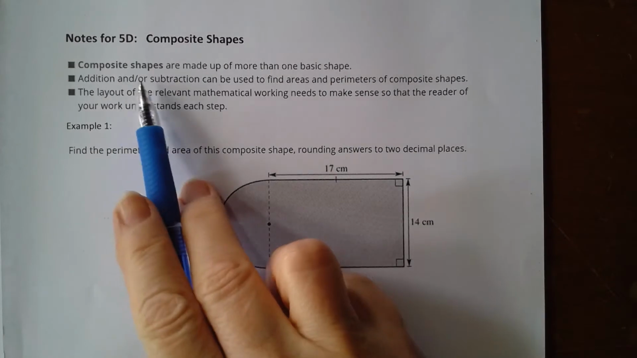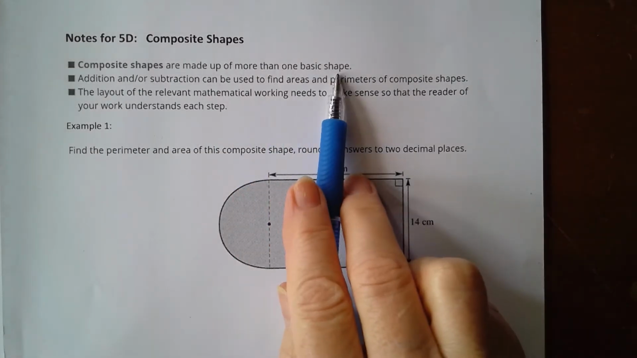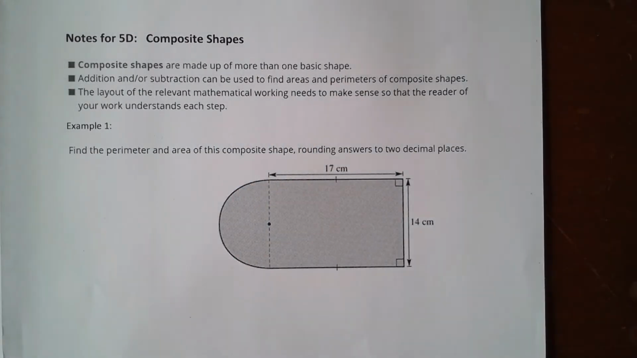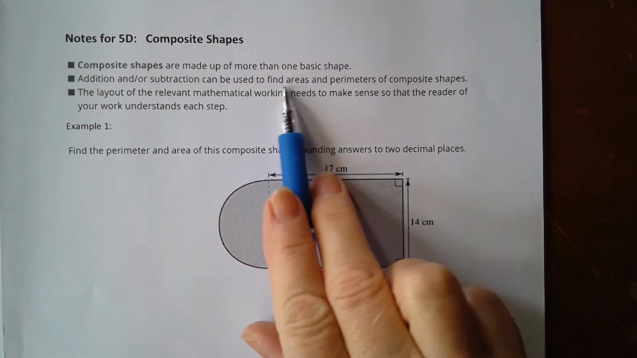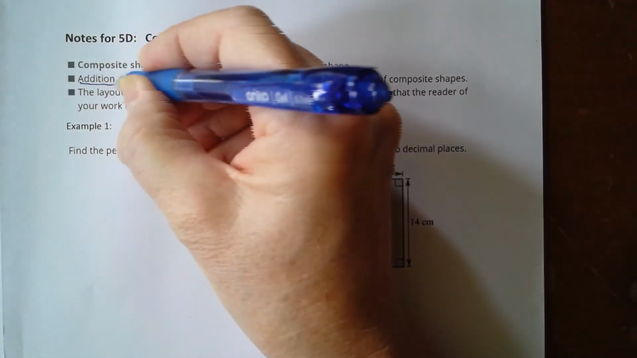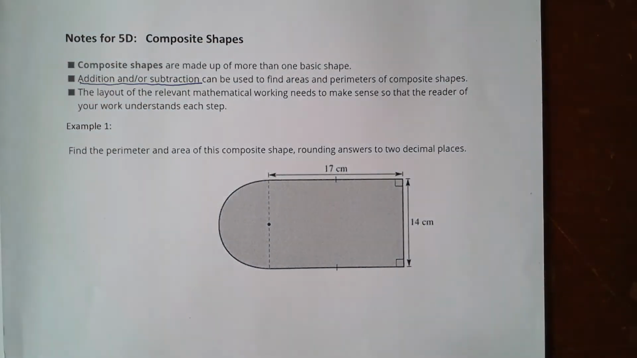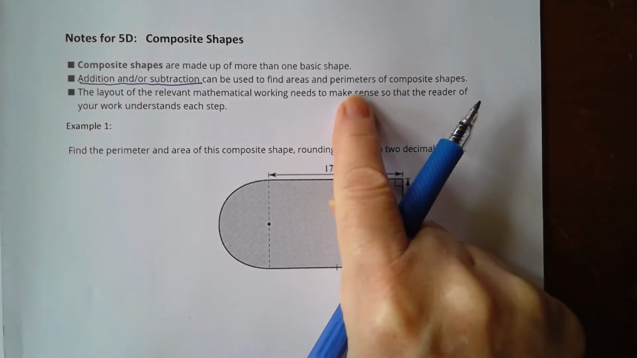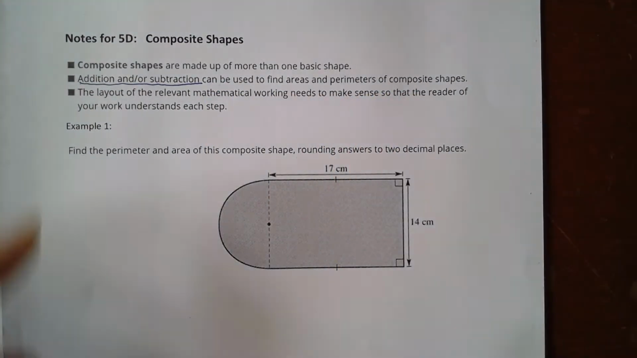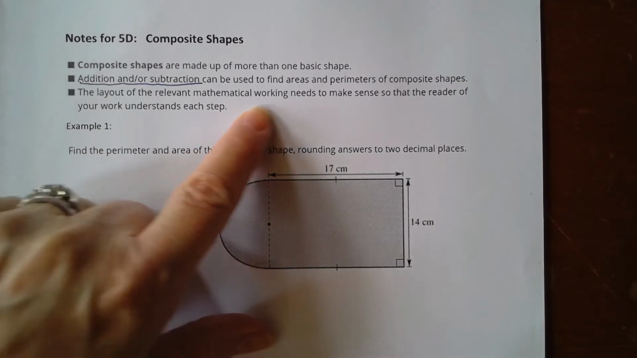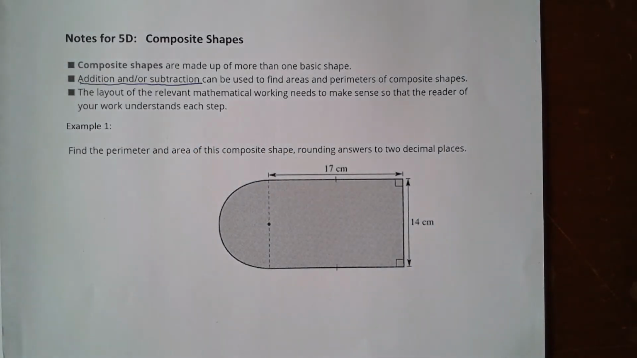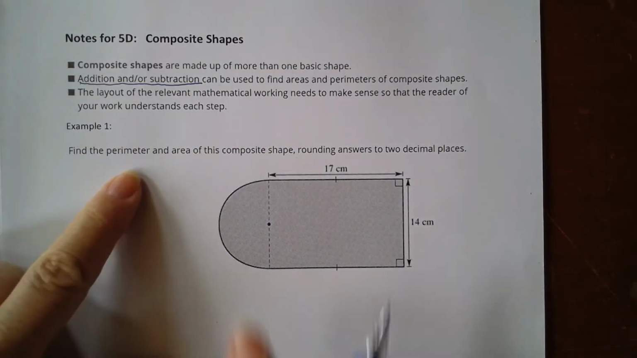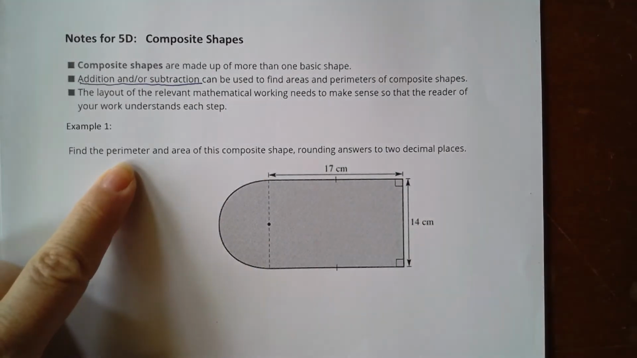Now composite shapes are made up of one or more basic shapes, so they'll be connected. Addition or subtraction can be used. I want you to look at that, addition or subtraction, so we're going to use both to do ours. They can be used to find the areas and perimeters of composite shapes. The layout of the relevant mathematical working needs to make sense so that the reader can understand each step. So this asks for the perimeter and the area of this shape.